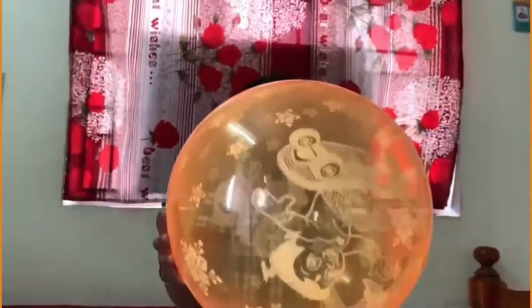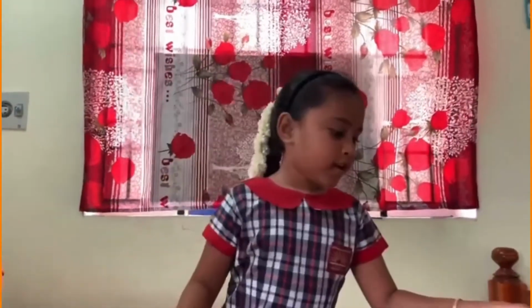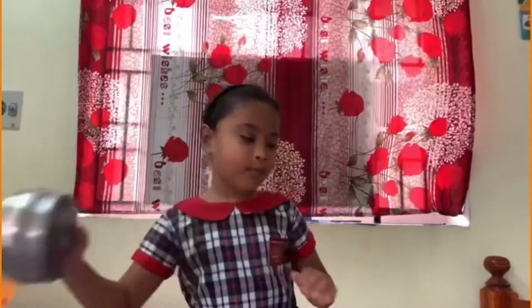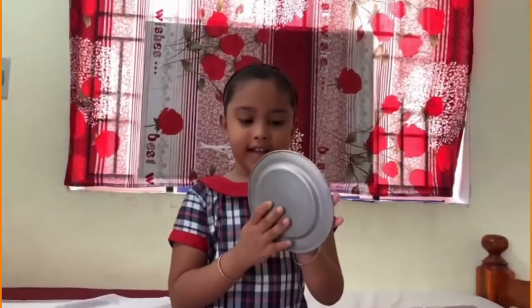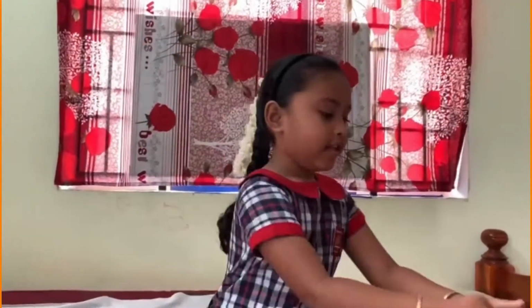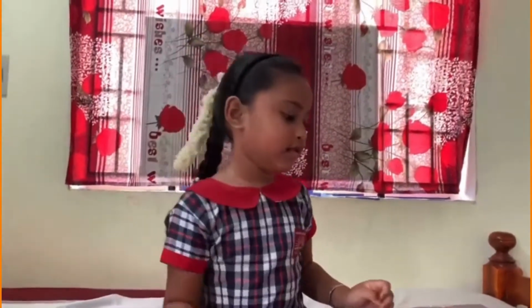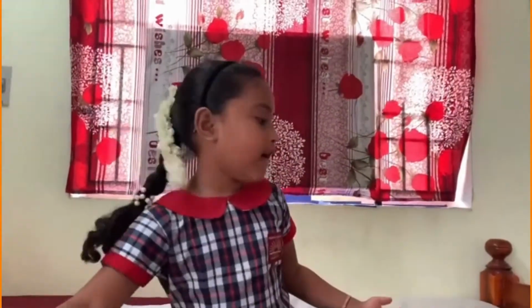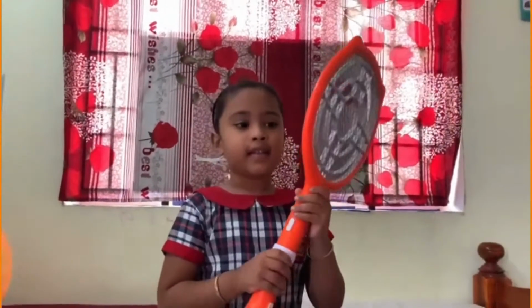Rolling object, sliding object. Tiffin box is rolling object. This pencil is rolling object. The plate is sliding object. The scale is sliding object. The phone is sliding object. The coin is sliding object and rolling object. This book is sliding object. This bat is sliding object.